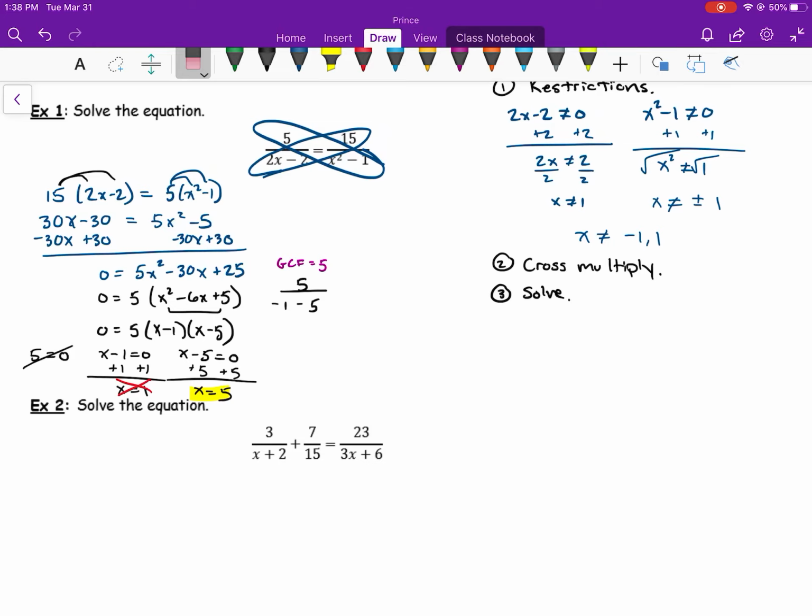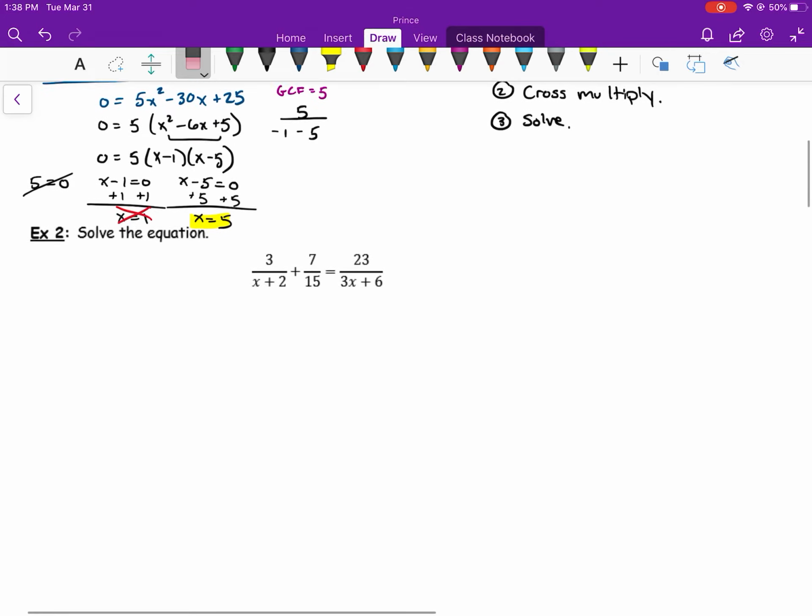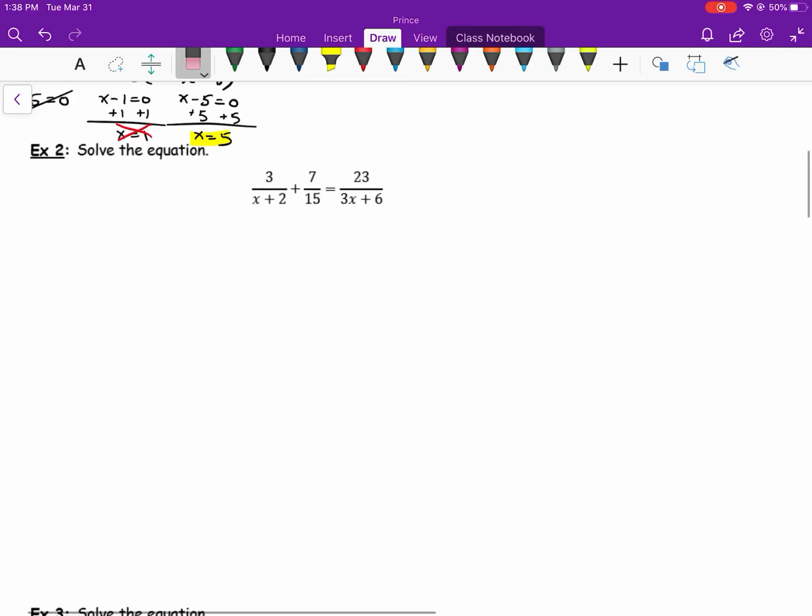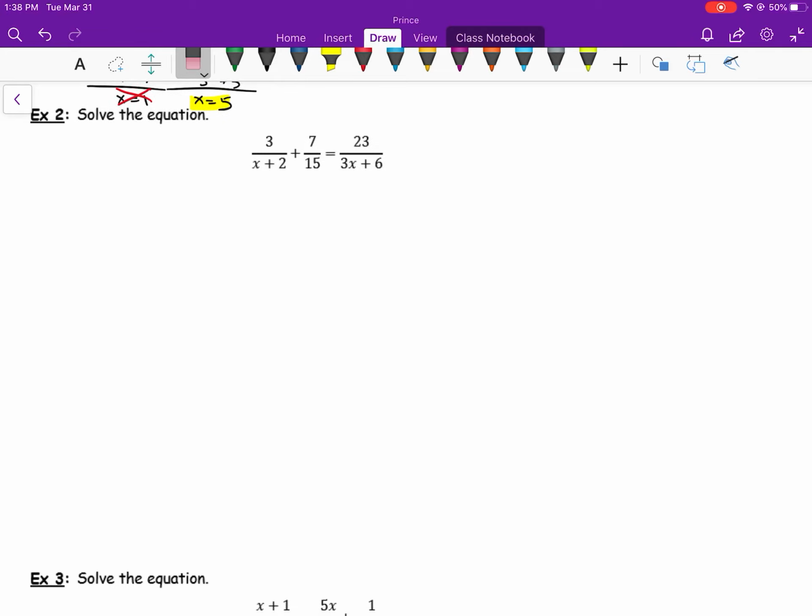Alright, and that's what happens when you have two fractions that equal each other, cross multiply, find the restrictions. Now we have addition and subtraction, so there's a little more work to these ones, but they're still not terribly bad. Step 1 here is I'm going to factor what I can if I have to. So it looks like the only thing that has to be factored is this 3x plus 6. And that has a greatest common factor of 3.